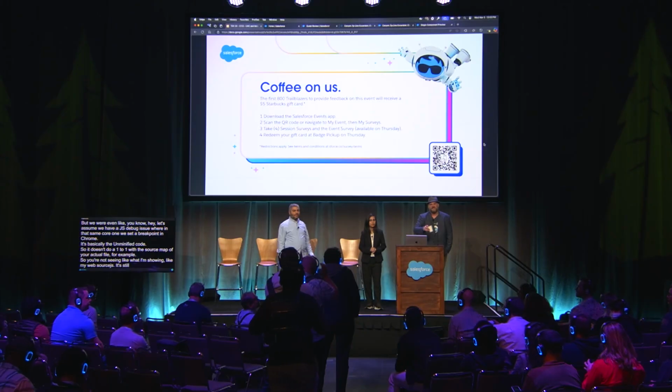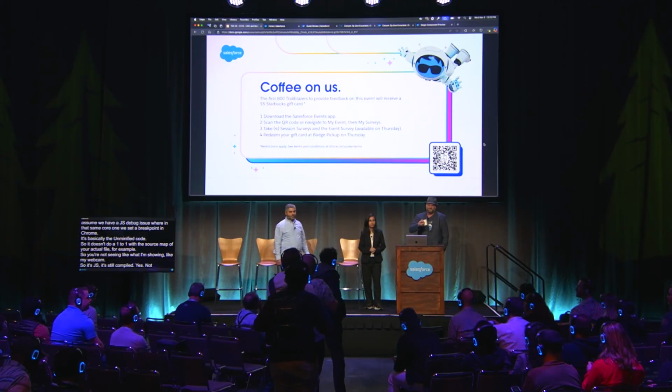Okay. So it's probably caveated on that, but hey, let's assume we have a JS debug issue. Where in that same Coral one, we set a breakpoint in Chrome, it's basically the unminified code. So it doesn't do a one-to-one with the source map of your actual file, for example. Okay. So you're not seeing what I was showing, my web components.js. It's still compiled, but not minified. Yes. Okay.